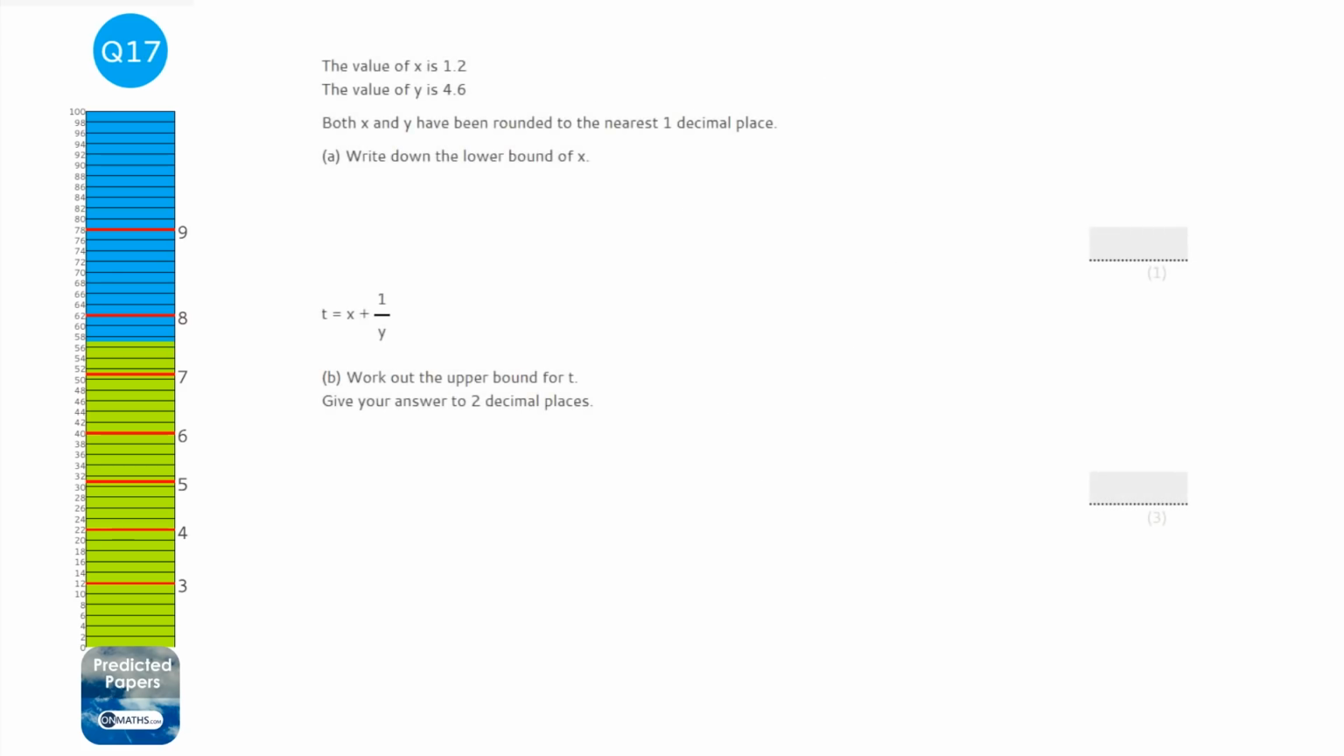The easiest way I've found to work with bounds is just draw a number line, put the number that you've got, so we're looking at x, in the middle, and try and figure out what the next number down would be. So the next number down would be 1.1 if they're rounded to the nearest one decimal place. What's the next number up? Well, it would be 1.3.